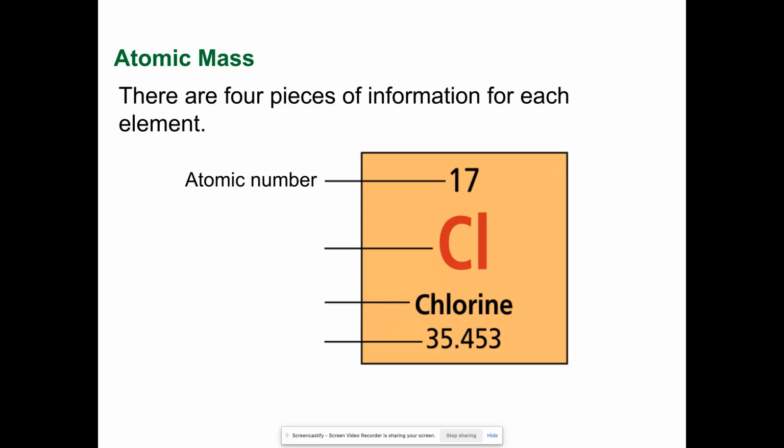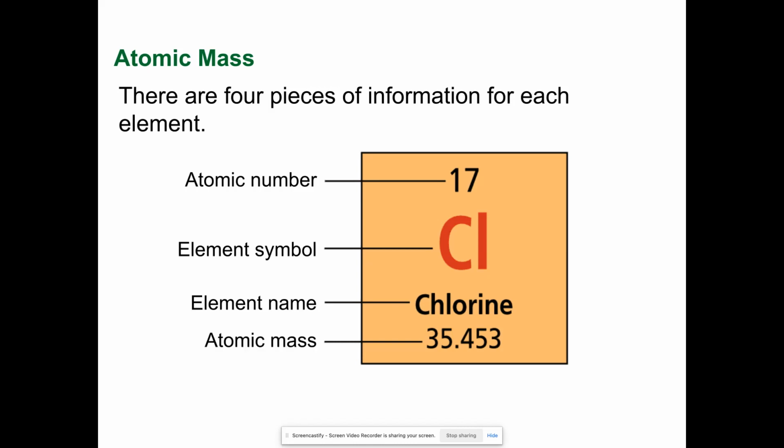The first number on the top is the atomic number. That is the same as the number of protons. This is the symbol, right? So this is chlorine, but when we do chemical equations and balance chemical reactions, we would just write Cl, because you don't want to write chlorine every time. Then the element name, this is chlorine. And then this is what I was talking about. This is the atomic mass.